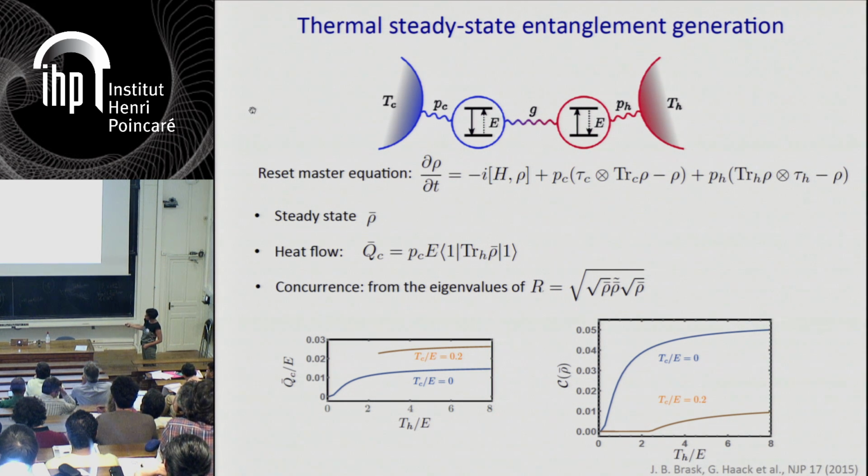So let us look at the blue curve first. You see that the temperature of the cold bath is 0. As soon as I have a temperature gradient, as T_H is finite, I have some heat flow, which I expect, okay? And I also have a finite concurrence. When I go to a warmer cold temperature, for instance T_C over E equal to 0.2, I don't generate a heat current straight away. I have to get again this temperature gradient. And then again, when I have a heat current, I generate some entanglement. So this is one of the simplest quantum thermal machines that is able to generate entangled states.